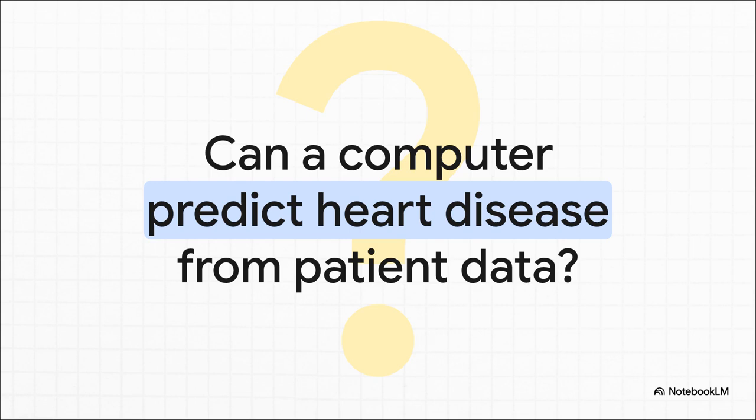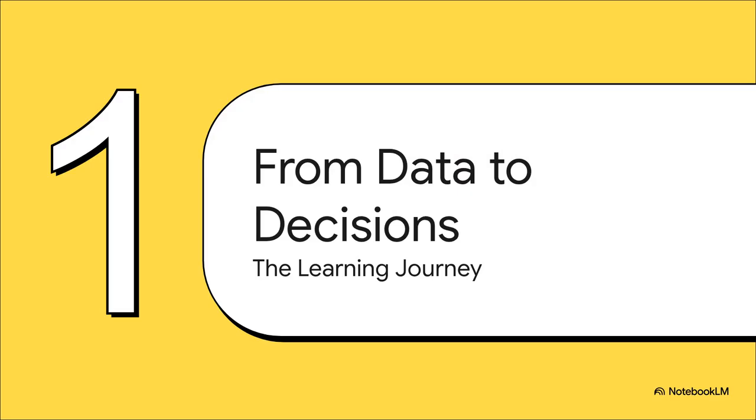So let's just jump right in with a really important question. Is it possible for a computer to look at a patient's age, their cholesterol levels, their blood pressure, and actually make an accurate prediction about their risk of heart disease? This is exactly the kind of problem that machine learning was designed to tackle. So, how does that even work? How do we get from a simple number, like someone's cholesterol, all the way to a prediction that could potentially save a life? Well, that's the whole journey we're talking about, from data to decisions.